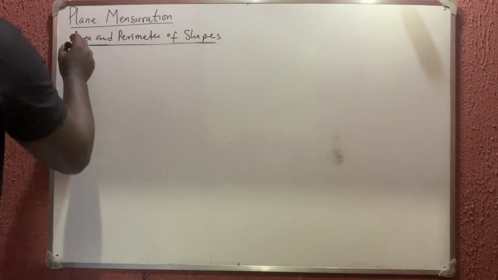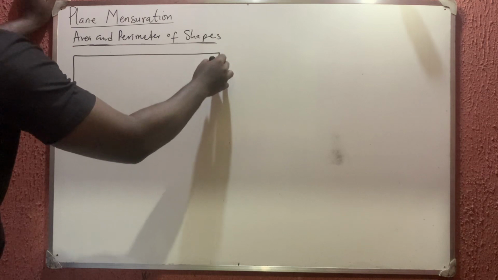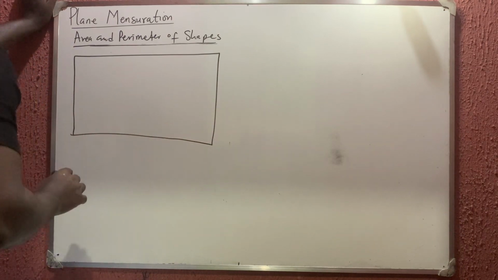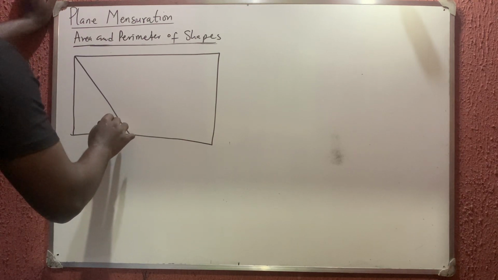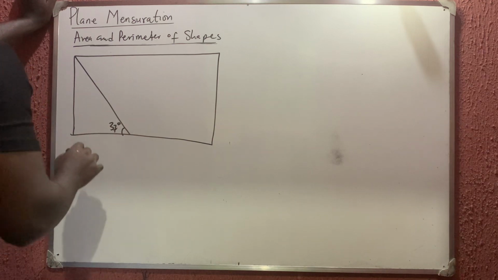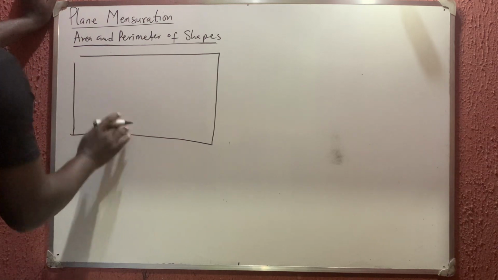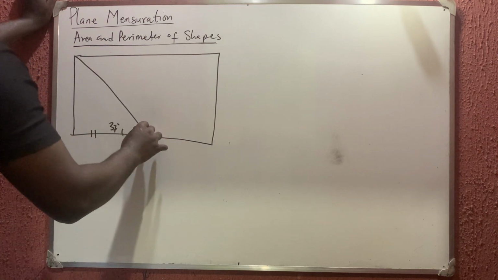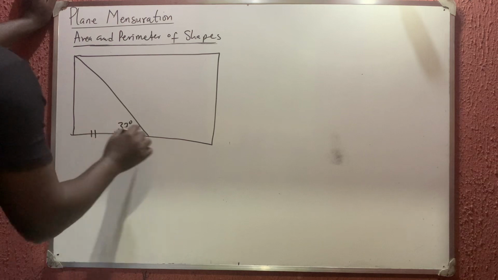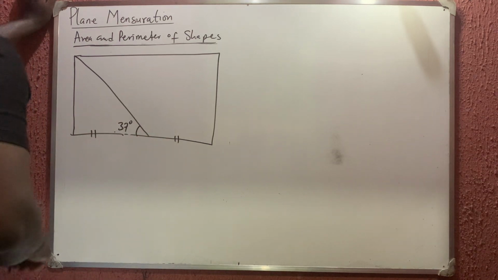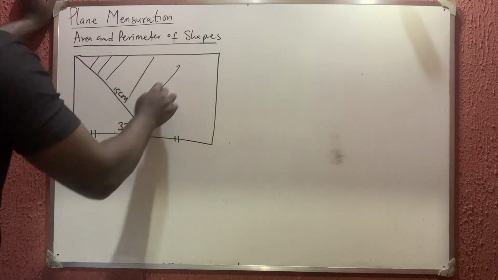So the next question said they gave us a rectangular shape like this, and gave us something like this. They say that here is 37 degrees, so that here is equal to here. So this one came to the middle. 7 degrees. So they say that here is equal to here. So that's the meaning of that mark. They say that here is 15 cm. Okay, and then they shade this part.